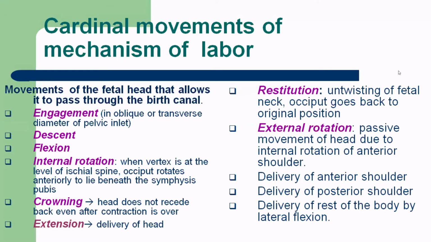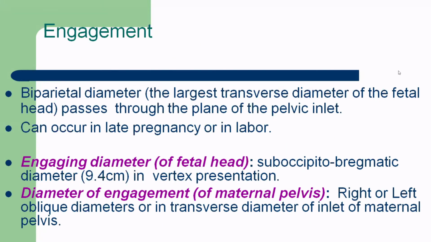This is just a glimpse of the cardinal movements of mechanism of labor. Now we'll discuss in detail one by one. Okay, so how does engagement occur, or first of all, what is engagement of the fetal head? That is when the biparietal diameter, the largest transverse diameter of the fetal head, passes through the plane of the pelvic inlet. So the biparietal diameter has to go through the plane of the pelvic inlet to say that the fetal head is engaged.